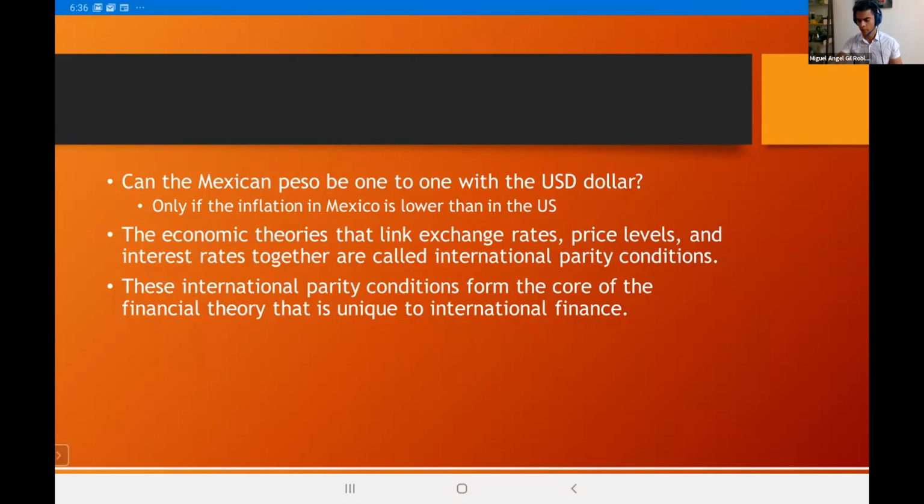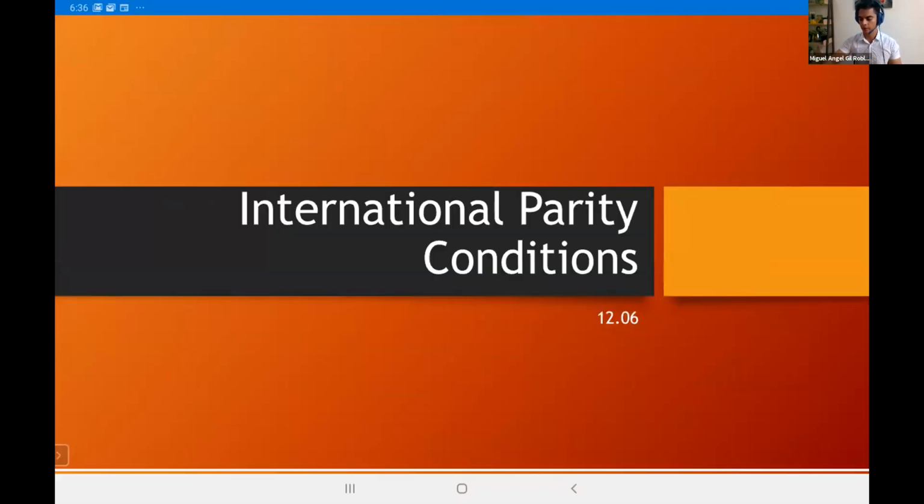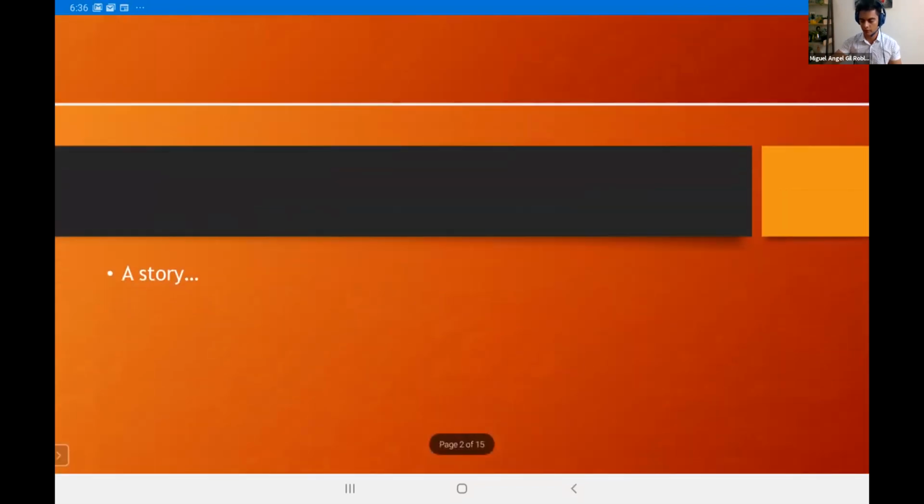And there are economic theories that try to understand the changes in exchange rates and then link them to price levels, in this case, inflation and also interest rates. That's what we're going to learn in the next video. We call these theories international parity conditions theories. That's why the name of the presentation is International Parity Conditions.